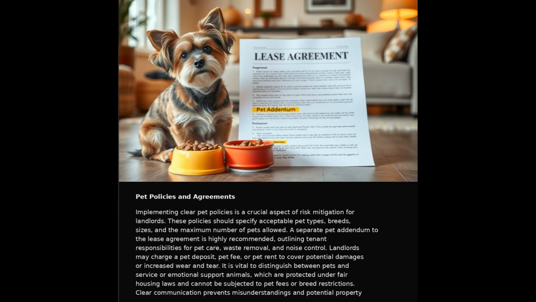It is vital to distinguish between pets and service or emotional support animals, which are protected under fair housing laws and cannot be subjected to pet fees or breed restrictions. Clear communication prevents misunderstandings and potential property damage. A well-defined policy protects both parties.